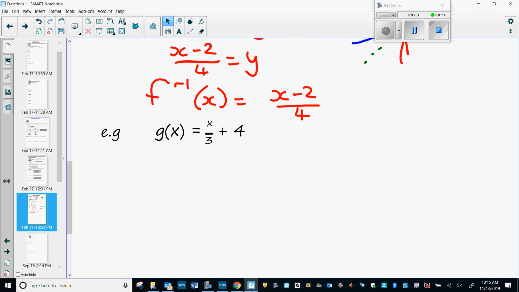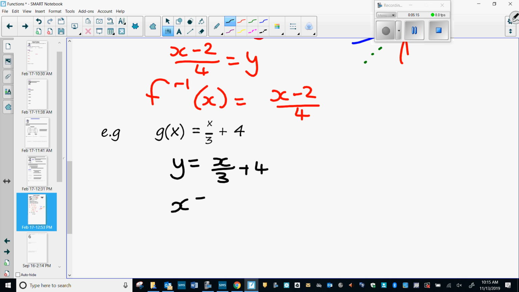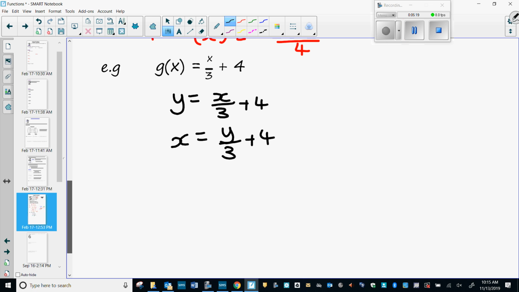For this next example, we do the same method. We write y equals x over 3 plus 4. What's the next thing we do? Switch the x for y. So we're going to write x equals y over 3 plus 4. Now we need to rearrange to make y the subject. What's the first thing we need to get rid of? The 4. So we're going to have x minus 4 equals y over 3.